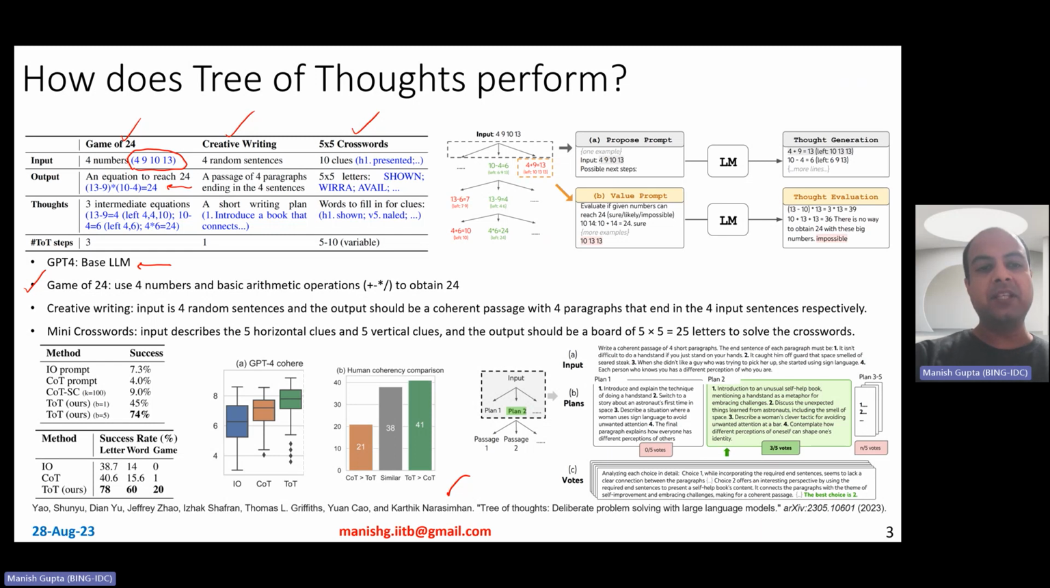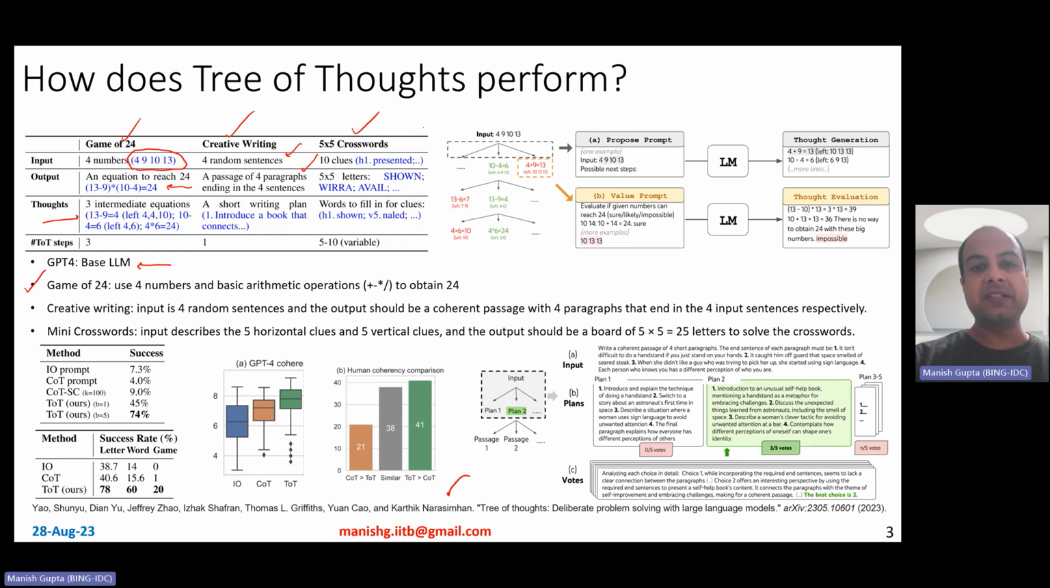Now, what you see in the blue thing is basically the thoughts that have been generated while doing this. The creative writing task is basically where input is four random sentences, and you want the output to be a passage of four paragraphs where each paragraph ends in one of those random sentences.